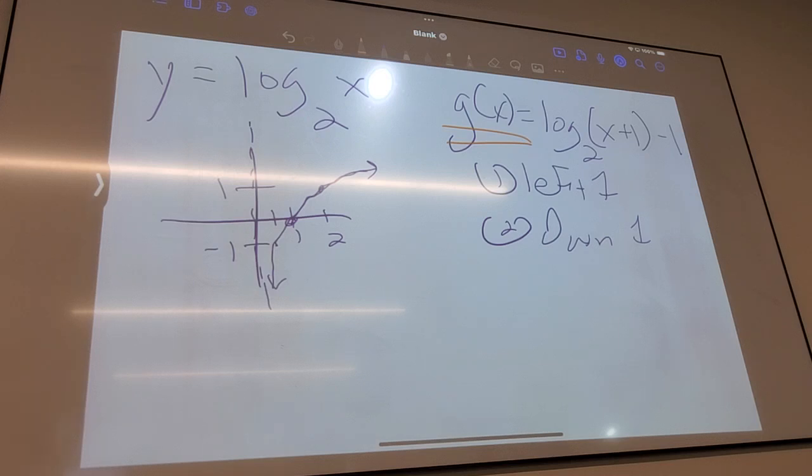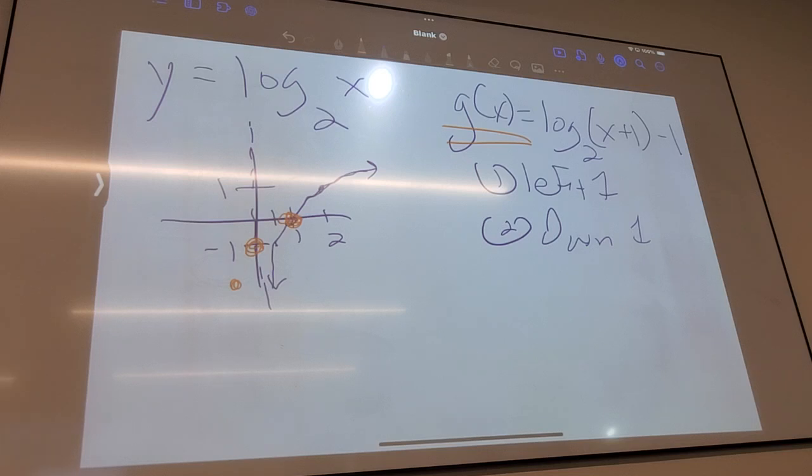I'll take 2, 1. I move it left 1, down 1. So now 2, 1 goes there. I would take 1, 0, move it left 1, down 1. So now that's there. And I would take 1/2, negative 1, and I would move it left 1, down 1. Left 1, down 1, so it would be right there.